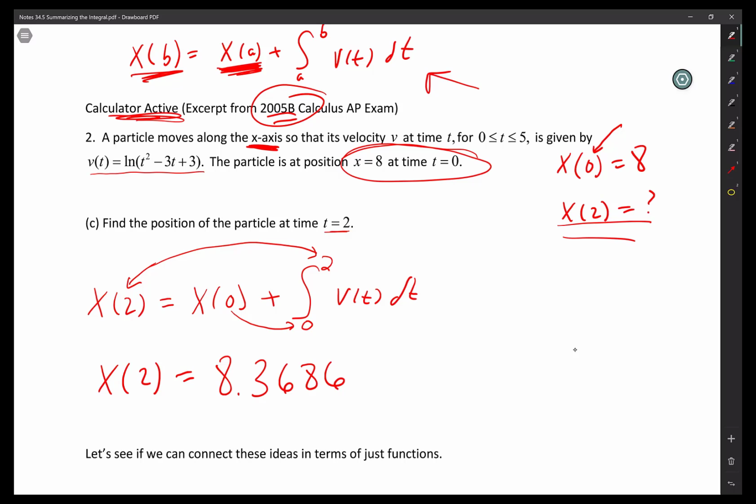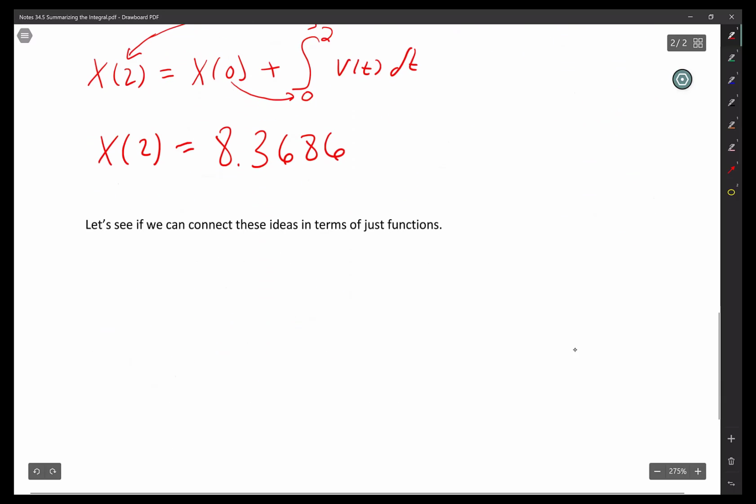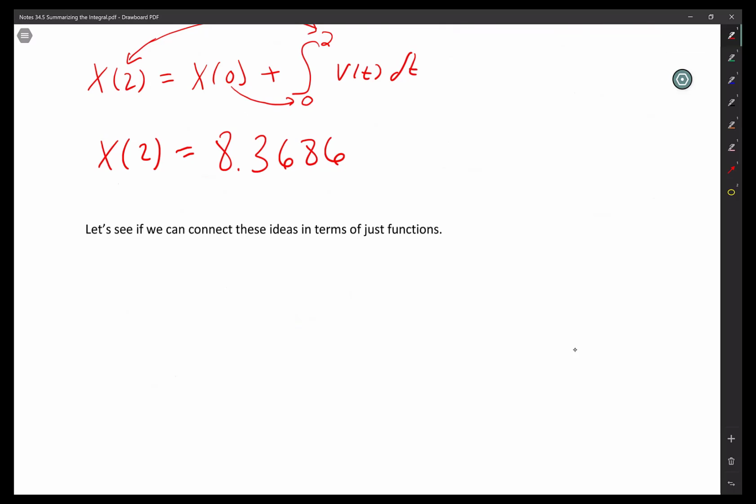Did we understand letter C, guys, for this one? All right, let's keep going. Now let's see if we can connect it. So yesterday, everyone was freaking out. Okay, let me just go ahead and write first what we just did right now. We did this, x of b is equal to x of a plus integral from a to b of velocity.